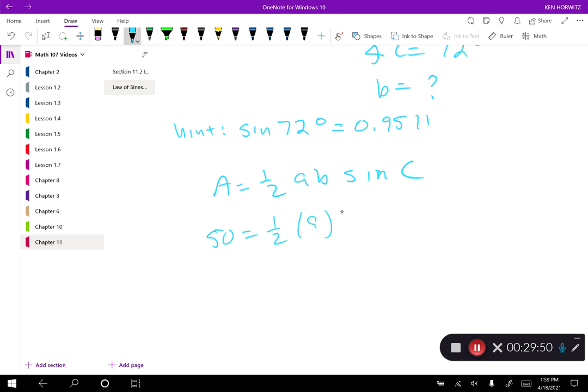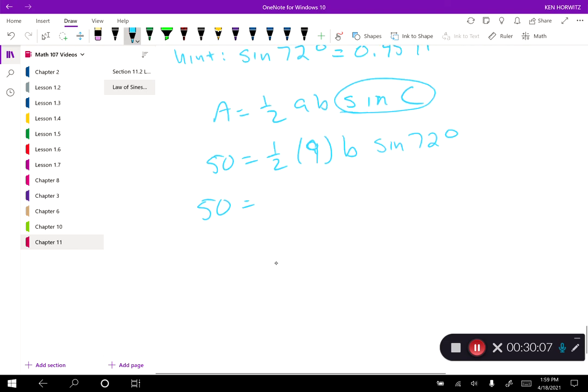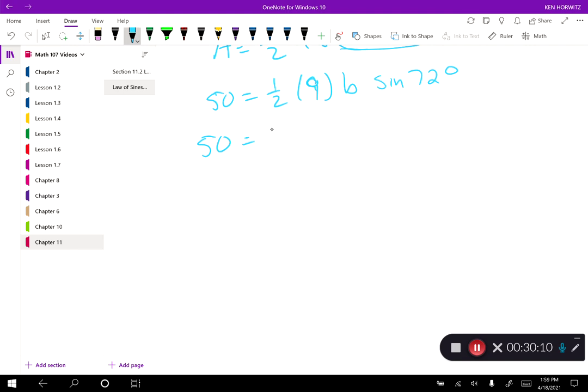All right, so my area is 50, 1/2 times 9 times B. And the sine of C is the sine of 72, so I'm going to fill in the sine of 72. So I have 50 equals 9/2 B times 0.9511. All right, well, 9/2 is 4.5. So I'm just going to write 4.5.